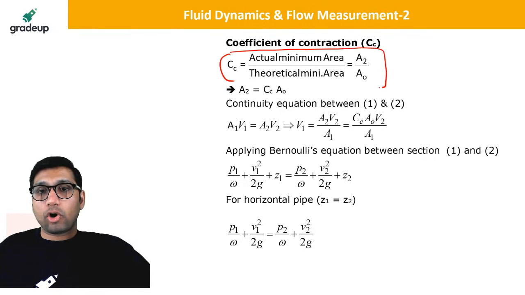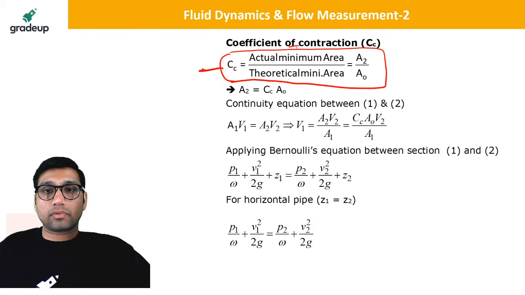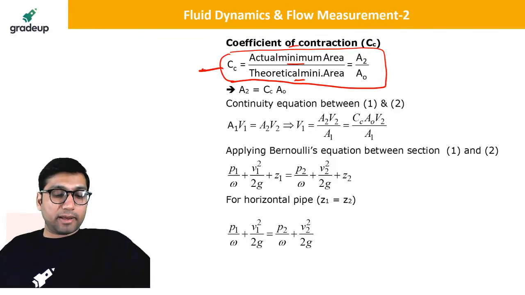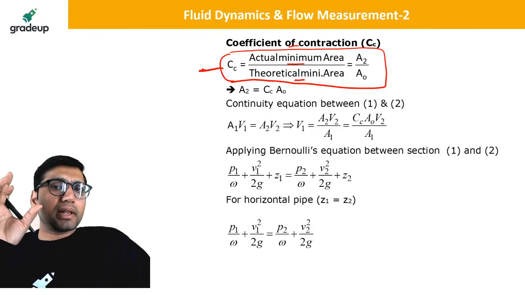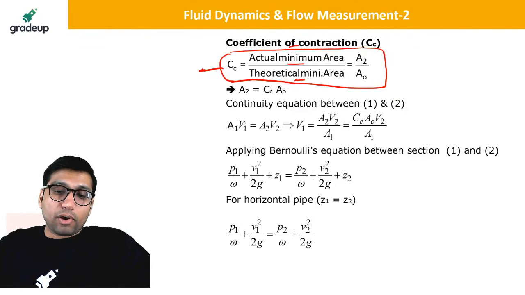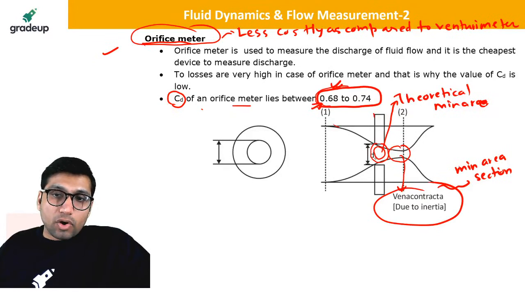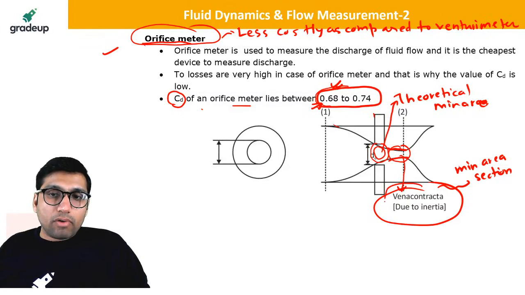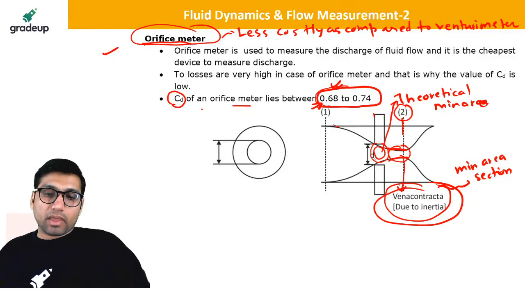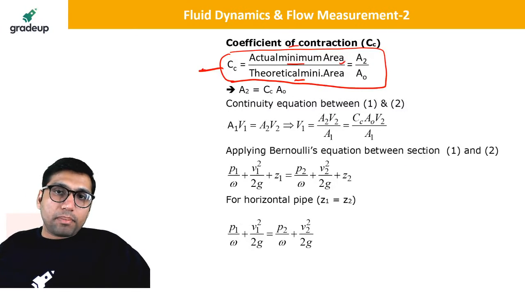orifice meter, there is a term called coefficient of contraction. It is equal to the ratio of actual minimum area divided by theoretical minimum area. We think that in the orifice meter the minimum area is the area of the orifice, but actually it is not that, because just after the orifice we have a section where the area reduces to a minimum. That section is called the vena contracta section, which is section 2 here. So at section 2 we actually get the minimum area. The ratio of this actual minimum area divided by theoretical minimum area is called the coefficient of contraction.